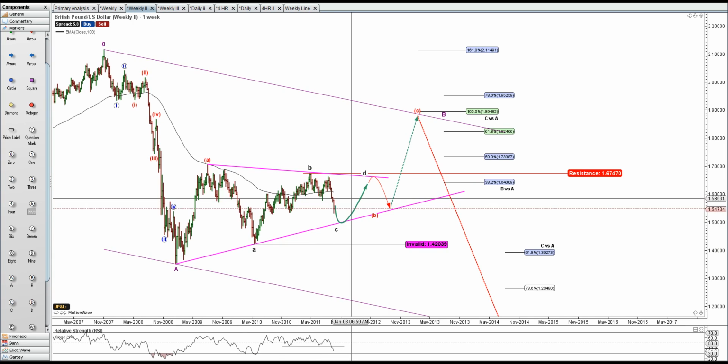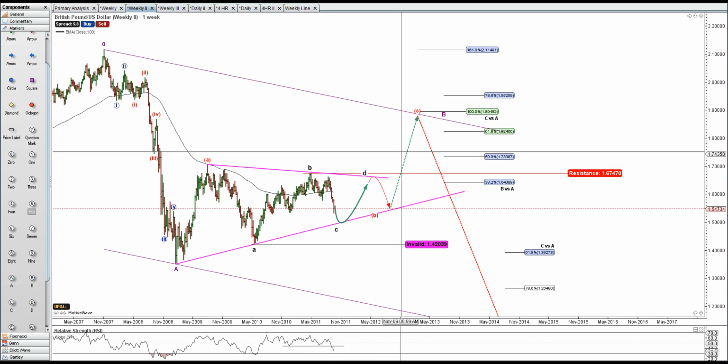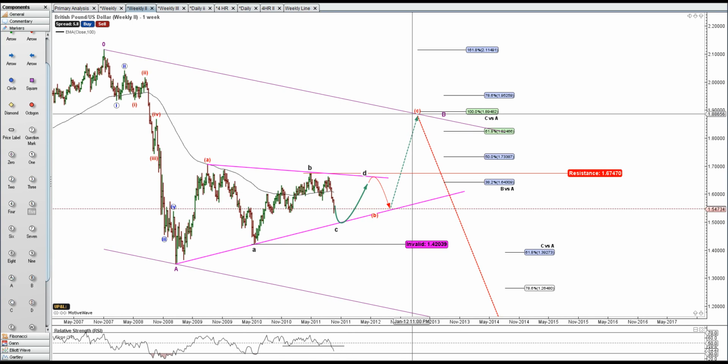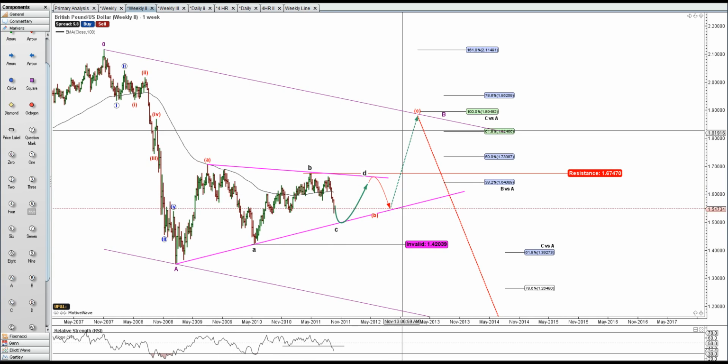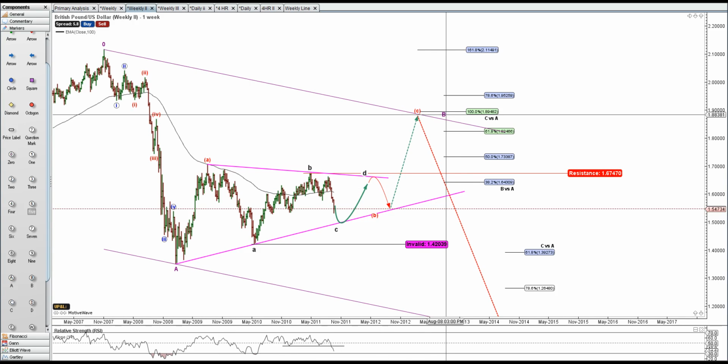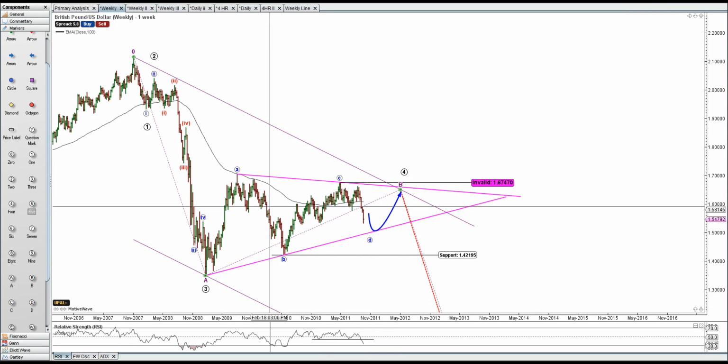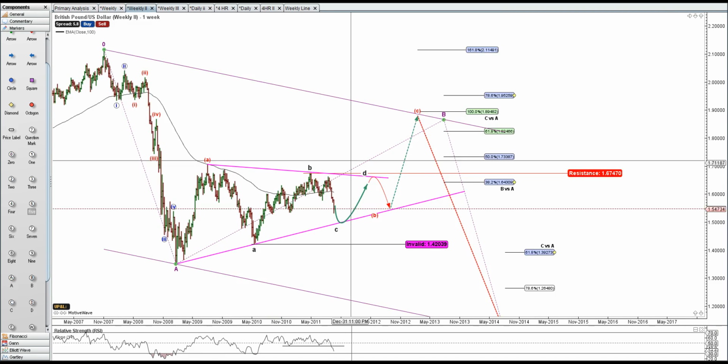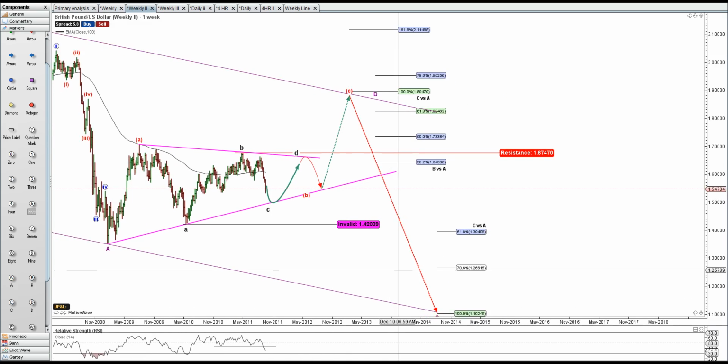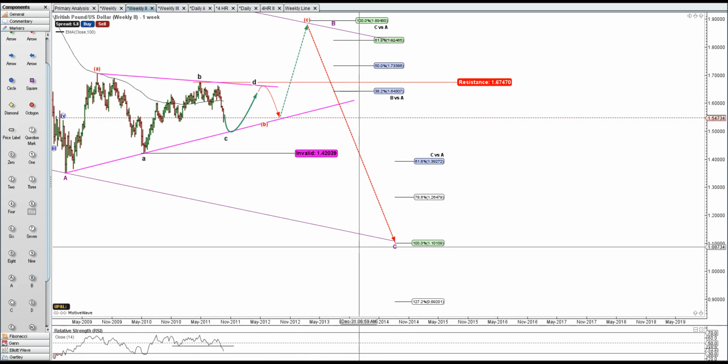The difference is this triangle is going to break to the upside, and we're going to see an A, B wave triangle, C up to finish this B rather than the B ending here. Okay. Then a strong C leg down to around parity.